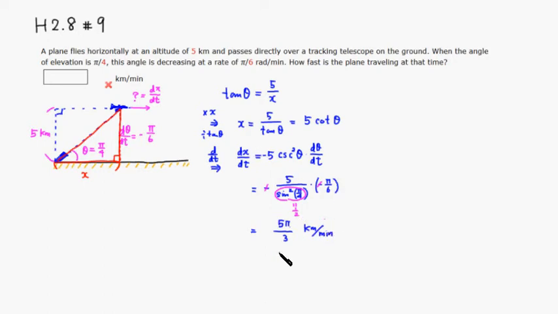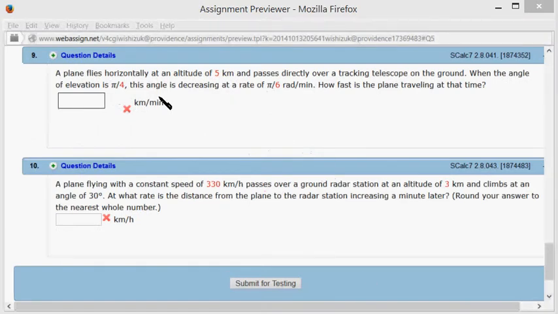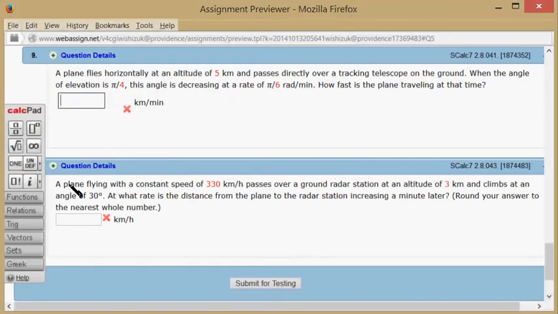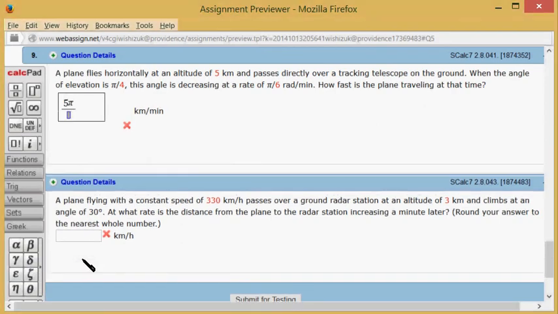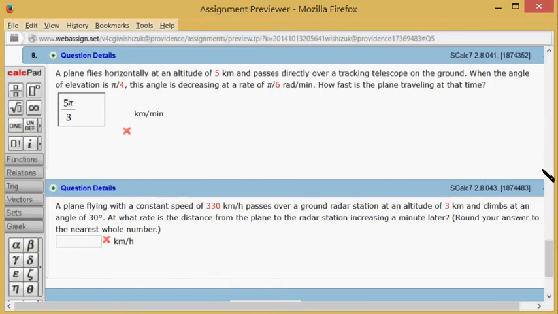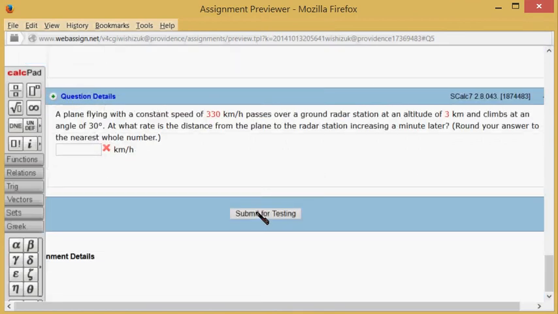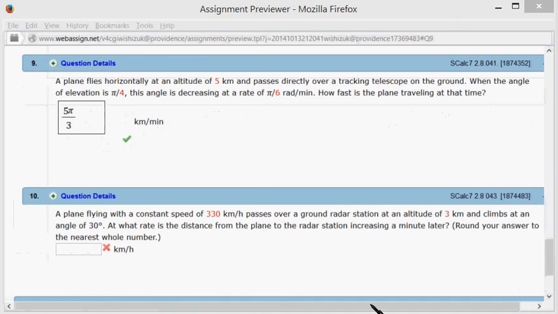Let's type this in. We found 5 pi over 3 kilometers per minute, so I type 5, then the Greek letter pi, over 3. Let's submit for testing. It came back, and it looks like we got this one correctly. That's it. I hope that this was clear.